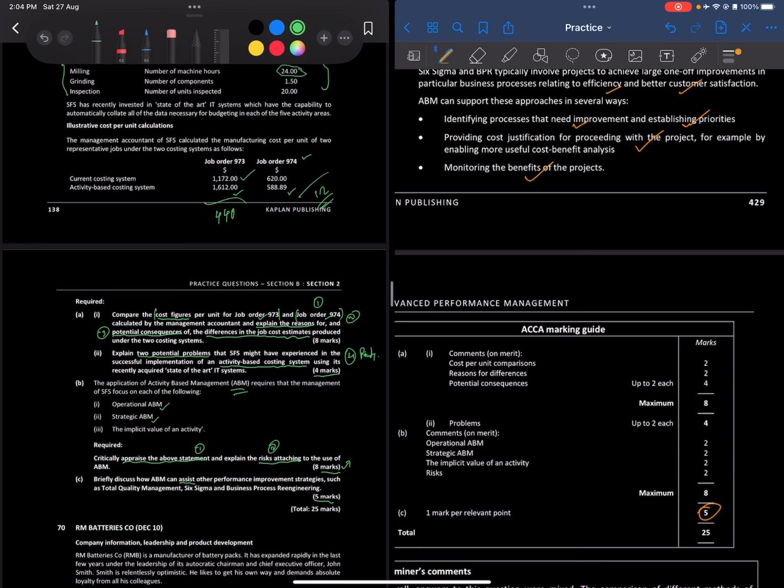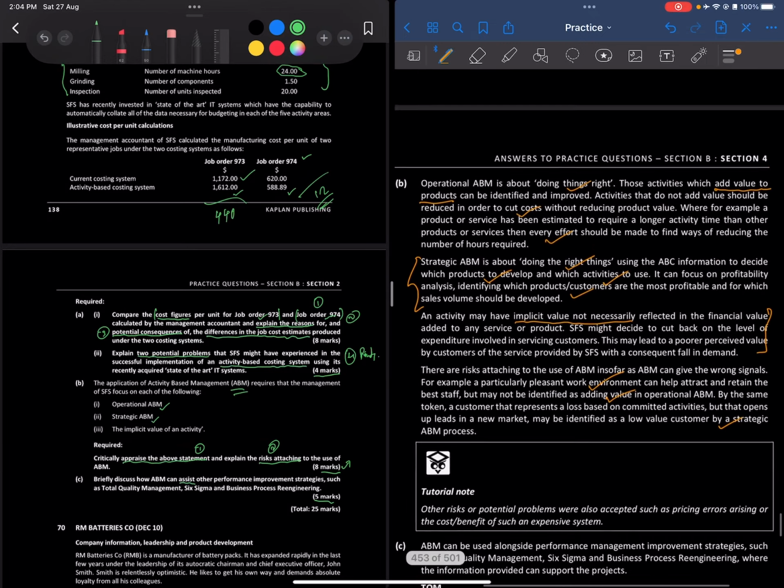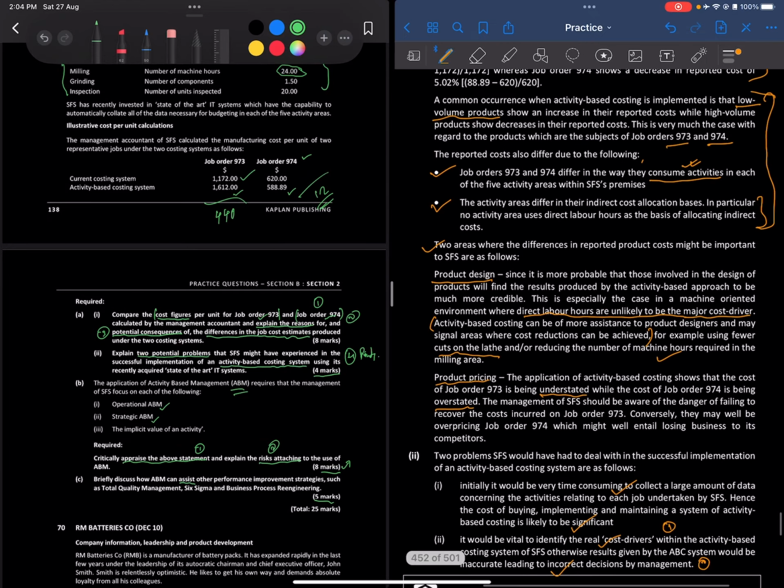And then for part B, it was 2 comments on merits. For operational ABM it was 2 marks, strategic 2, implicit value of an activity 2 marks. So if you have the marking scheme, it will be very easy. So unit cost per unit comparison, reasons, and then potential consequences. As you can see how the marks are broken down, it follows the same structure.